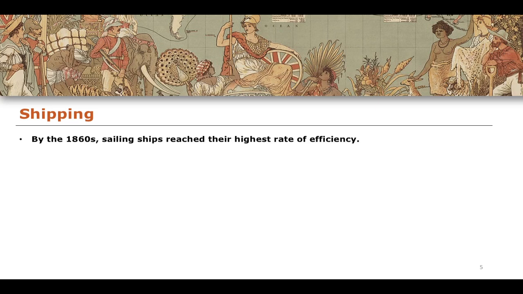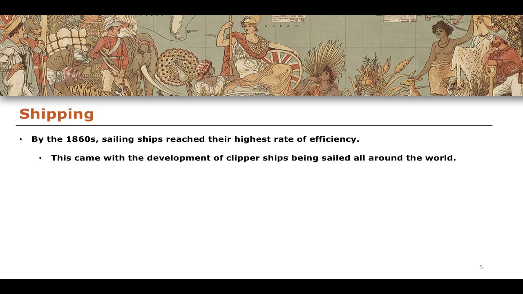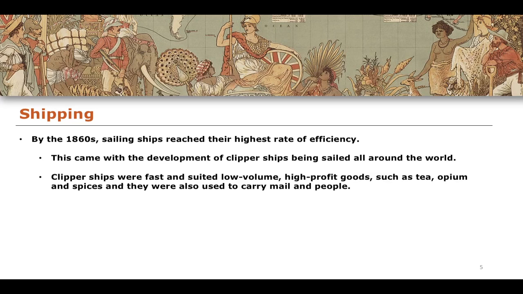By the 1860s, sailing ships had reached their highest rate of efficiency. Remember, a lot of the economy is essentially aimed at improving the rate of efficiency. It came with the development of what are known as clipper ships, which would eventually sail around the world. The reason why clipper ships were so important in terms of their efficiency is because they were very fast and they suited very low volume, very high profit goods.